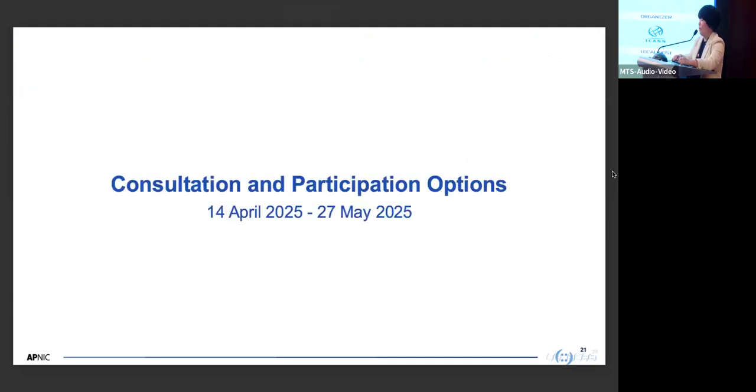So these are the consultation and participation opportunities that are happening. The consultation period has already opened since 14 April, and it will close very soon on the 27th of May. So if you have any questions or feedback or comments, there is not a lot of time left to do so. So I do encourage you to quickly look into this and see if there's something that interests you. Next slide.